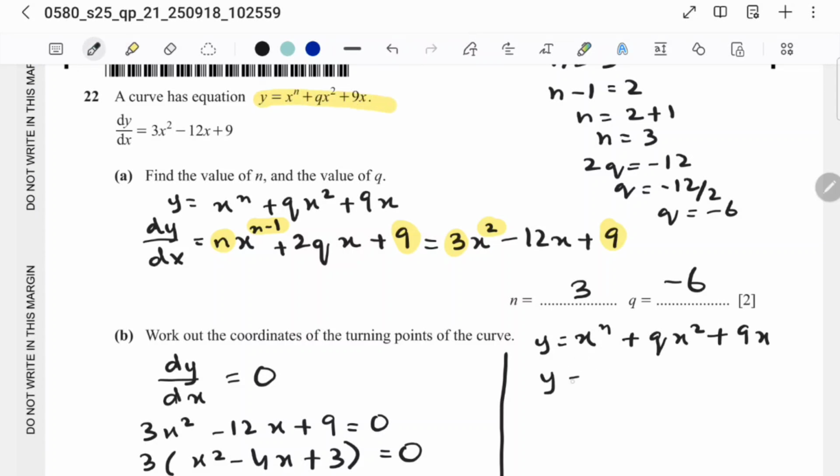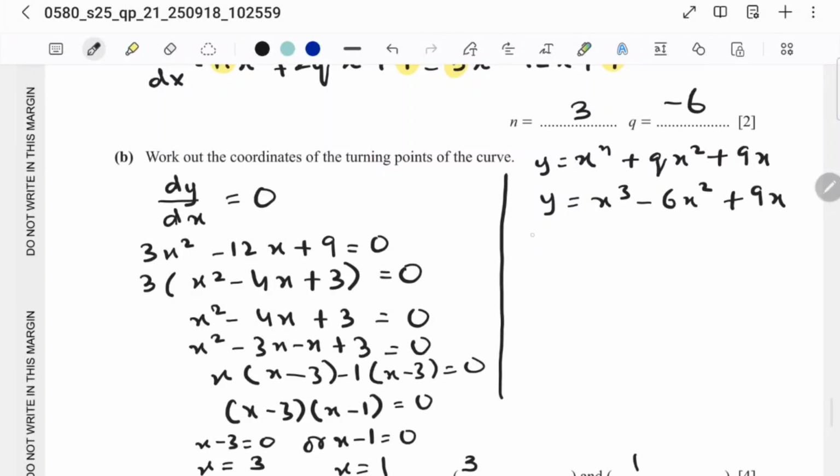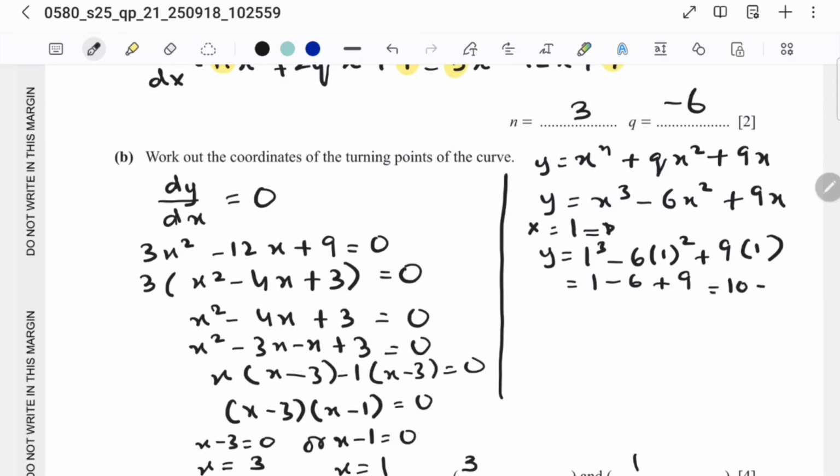So put the value of n. y is equal to x cubed minus 6x squared plus 9x is your original equation. So put the value of x equals 1 first. Then y equals 1 cubed minus 6 times 1 squared plus 9 times 1, so 1 minus 6 plus 9. 10 minus 6 is 4. So you have the first coordinate: when you put 1, y is equal to 4. 1 comma 4 is one of the coordinates.